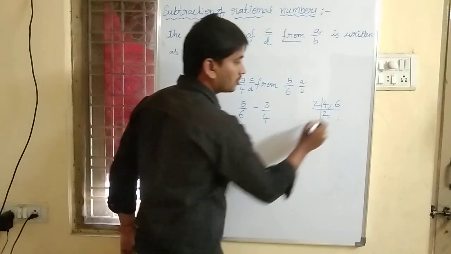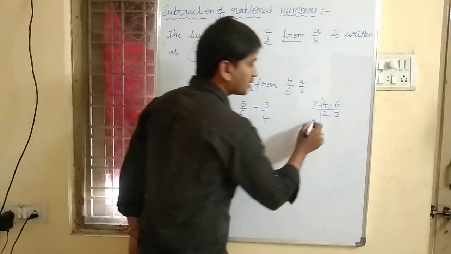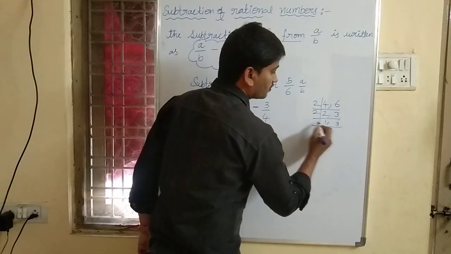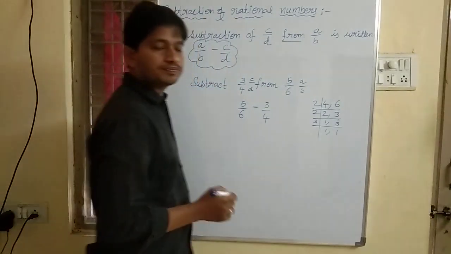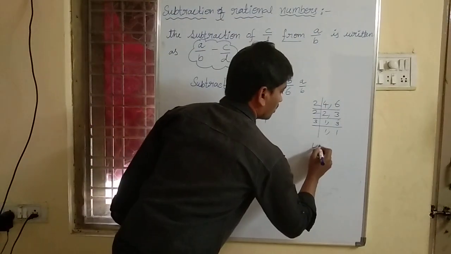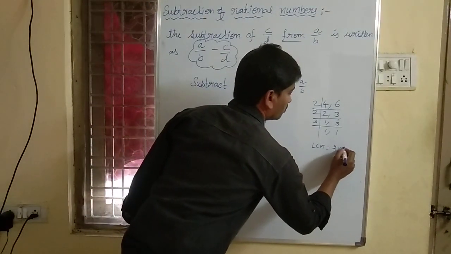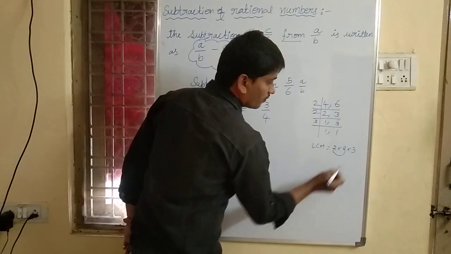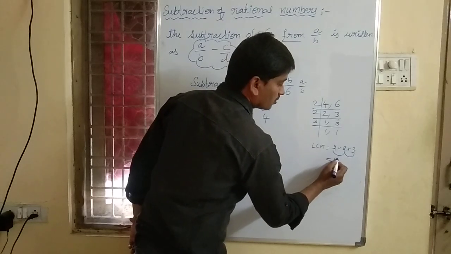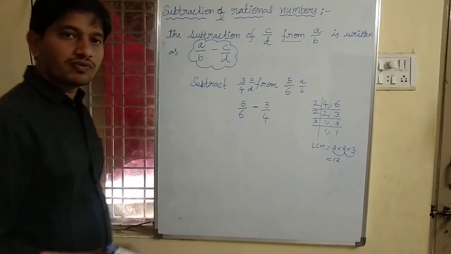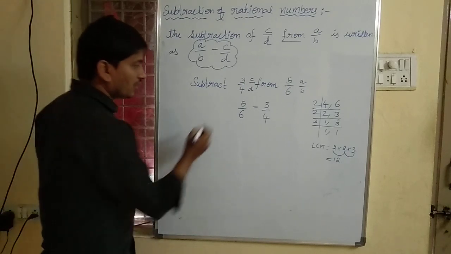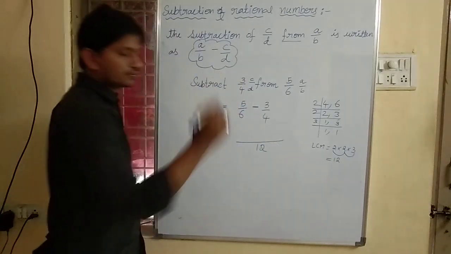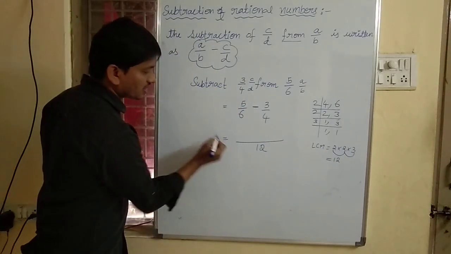2 2s are 4, 2 3s are 6, 2 1s are 2, 3 1s are 3. So what is the LCM? LCM equal to 2 into 2 into 3. 2 2s are 4, 4 3s are 12. So the LCM is 12. We got LCM is 12.